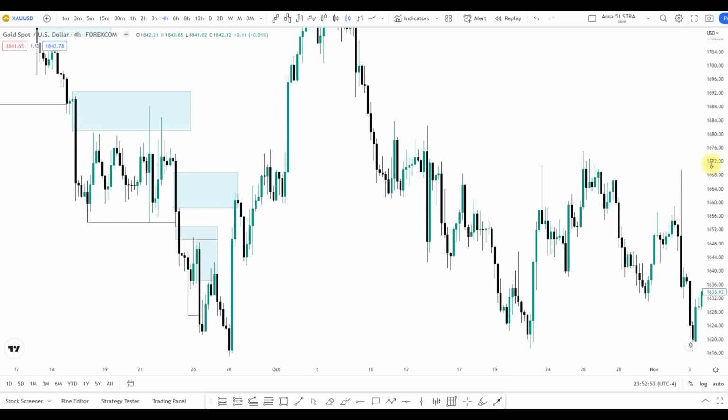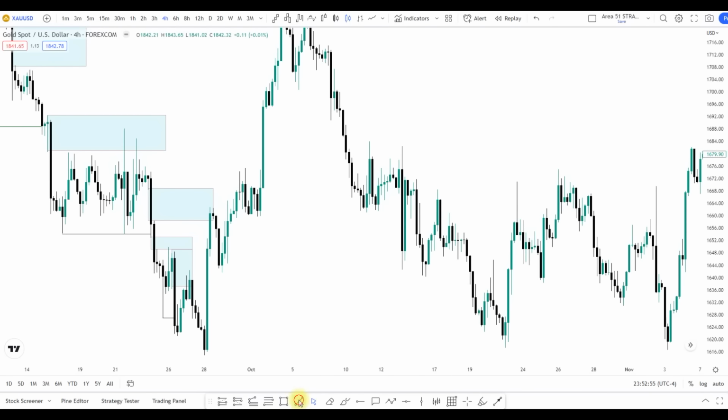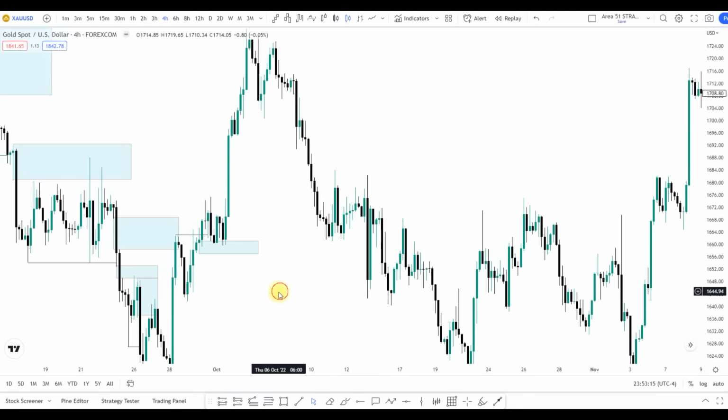Now we have buyers coming into the market, breaking this structure, giving us that change of character right here. Price started going up. We have another break of structure here. Our demand zone will be somewhere here. Price started going up, breaking another structure here again.